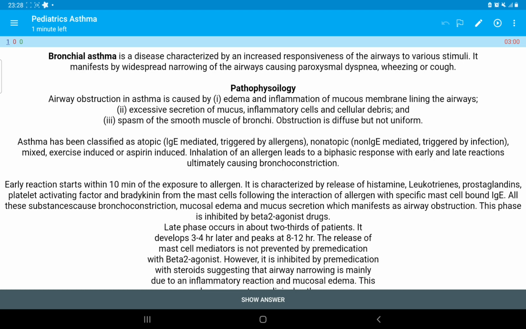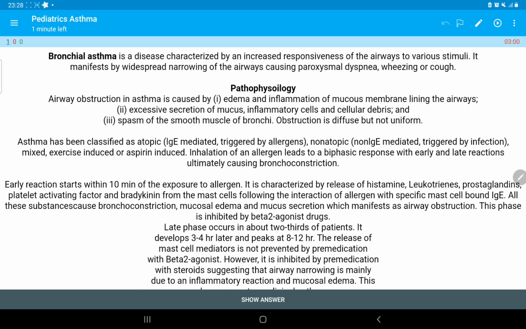Pathophysiology, same things: there will be edema, inflammation of the mucous membranes lining the airways, excessive secretion of mucus, inflammatory cells and cellular debris, and spasm of the smooth muscle cells of the bronchi. Obstruction will be there, which is diffuse but not common.